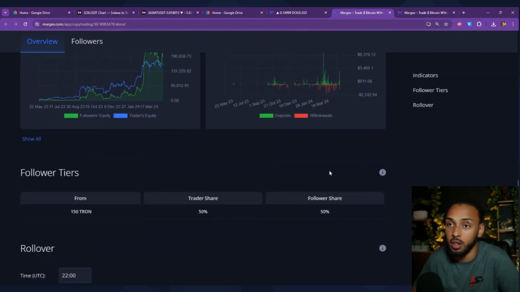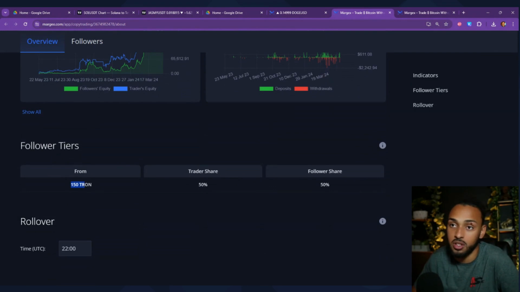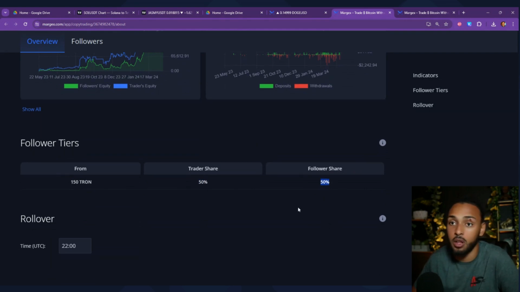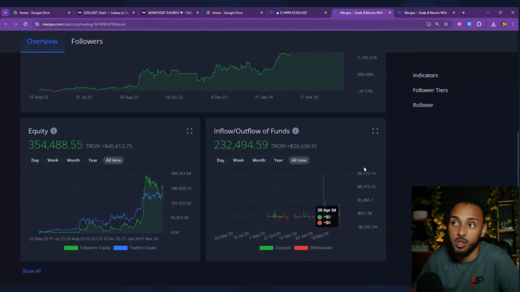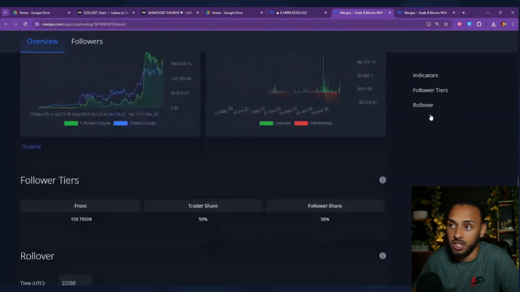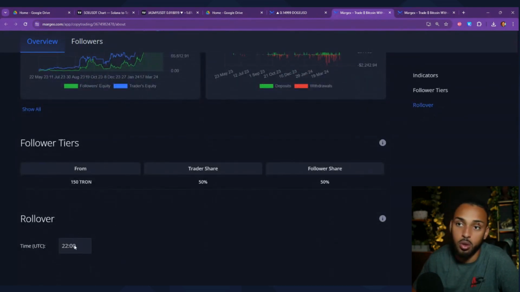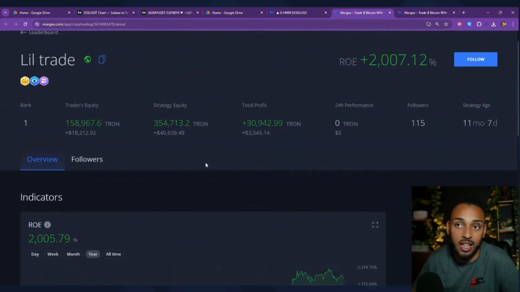And if you scroll down a little bit, you can see, of course, the different follower tiers. So from 150 Tron, you can get 50% trader share, 50% follower share. That's the amount that you're going to make based off of the trades and things like that. Of course, as I mentioned before, at the very bottom, you can also see the rollover, which is the time. I don't personally think that that's super important.